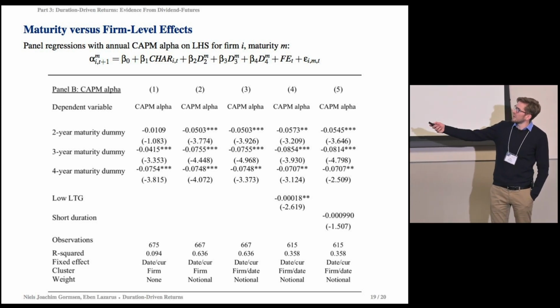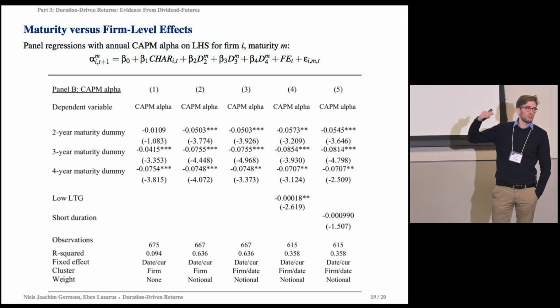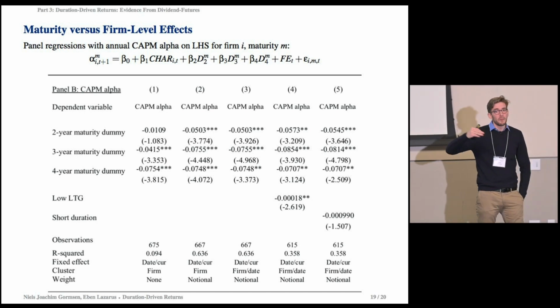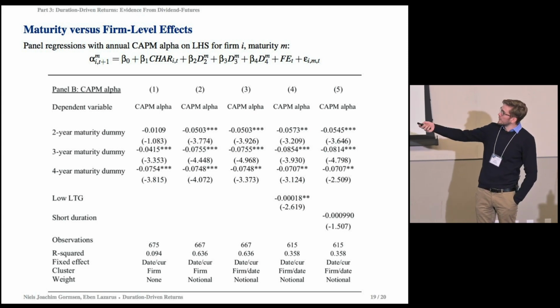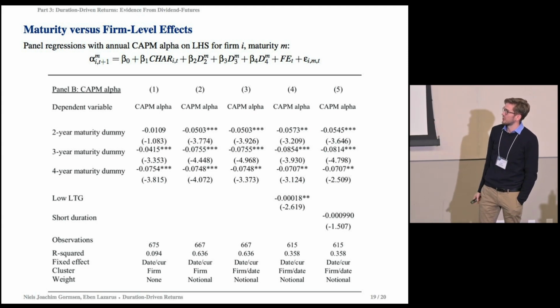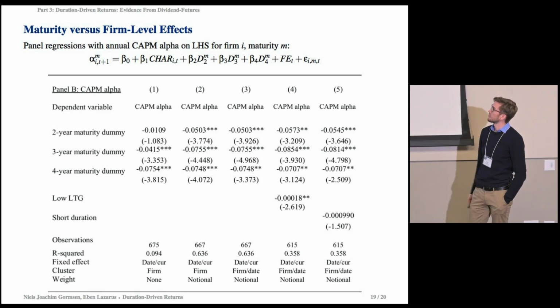You see that the CAPM alpha on the left-hand side, and we have the 2-year, 3-year, 4-year dummy, and they load negatively on all these dummies, and the coefficient is larger the longer the maturity, right? This suggests that CAPM alpha is actually decreasing in maturity, monotonically, and that this effect is statistically significant. We can see that from the standard errors.